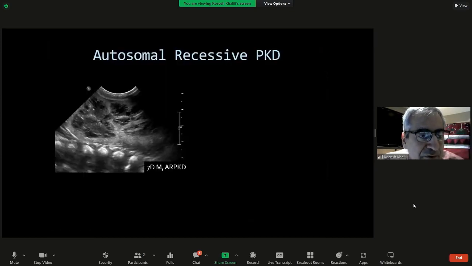So this is an ultrasound of a 7-day-old baby. And in this 7-day-old baby, we can see that the kidney is actually enlarged. And on this ultrasound, cyst and water will look black on ultrasound. So there's all these kind of black areas in the kidney. And so there is cystic disease in this baby.